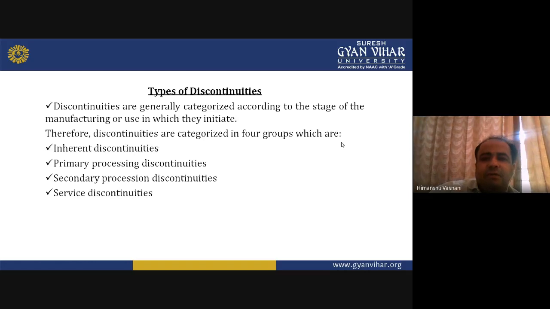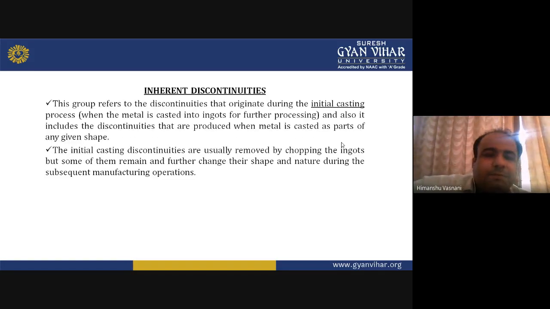Okay. The types of discontinuities that we should majorly know are divided into four groups: inherent discontinuities, primary processing discontinuities, secondary processing discontinuities, and service discontinuities. Okay, we will discuss all these four categories one by one. So let's start with the inherent discontinuities.